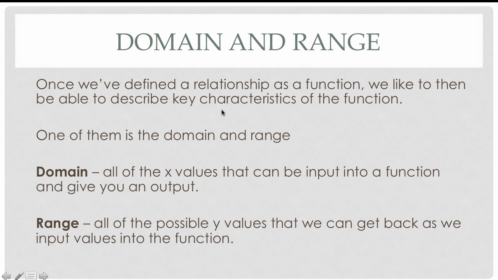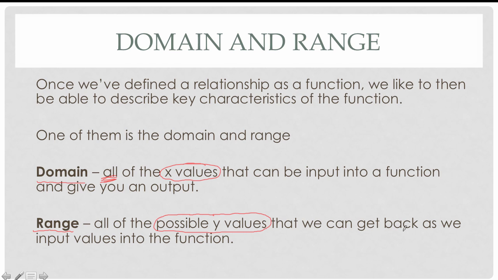All right, so once we've defined a relationship to be a function, we then like to be able to describe key characteristics of the function. One of them is domain and range. Those are kind of big ideas when we work with a function. When we talk about domain, it's all of the x values, not just one. It's all of the x values that we can put into a function that actually give you an output. Range, on the other hand, is all of the possible y values. So now we're getting y values, thinking about our two variables here. All the y values that we can get back as we input values into the function.